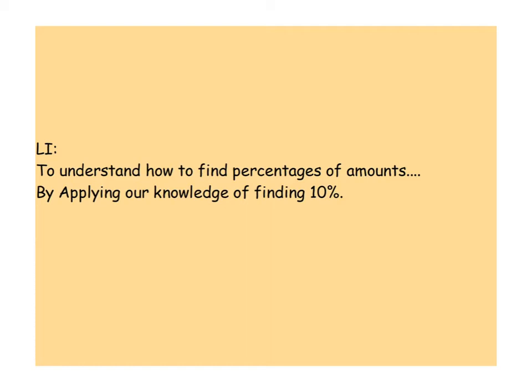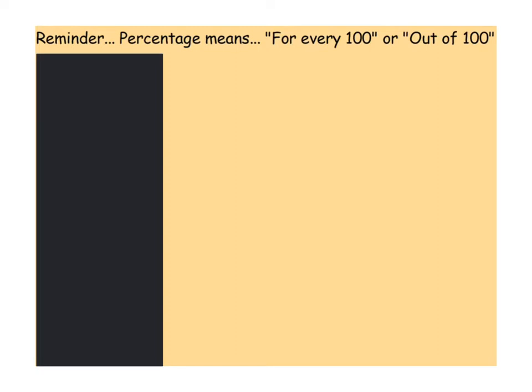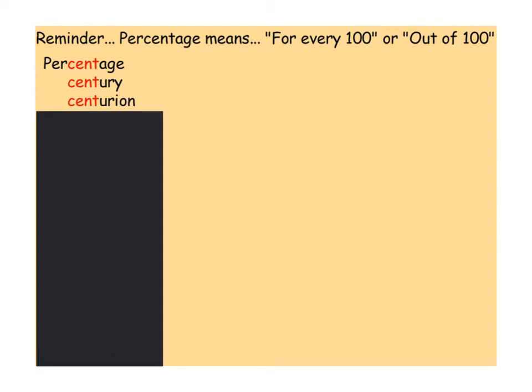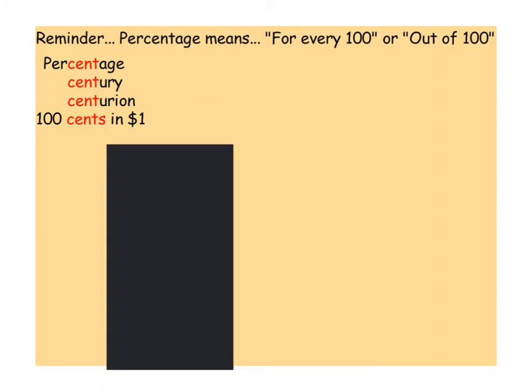First of all, a little recap of the word percentage in the first place. So percentage means out of 100 or for every 100. And there are a few ways that you might remember this. And it's all focused around the middle part of the word percentage, which I've drawn in here in red. So the word cent, like you see in the word century, which is 100 years, or centurion, which was a Roman guard who used to have 100 soldiers working beneath them, or cents, as in 100 cents in a dollar. All of those cents refer to 100.